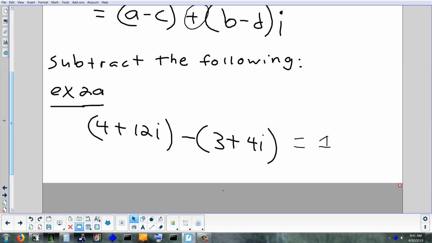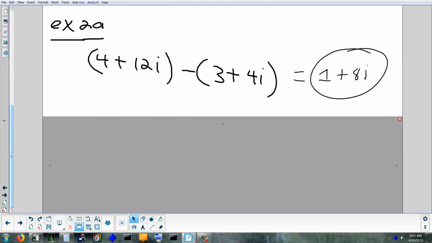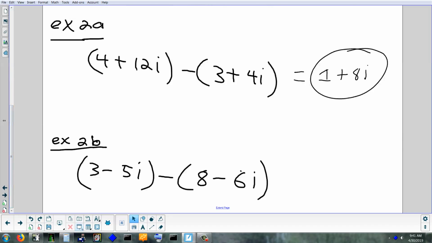Positive 1. And now, what about my imaginary part? What's that going to be? 8. Positive 12 minus positive 4 is positive 8. And what do I put with it? i. So 1 plus 8i. Right, I think I got one more subtraction. Yeah, one more subtraction.